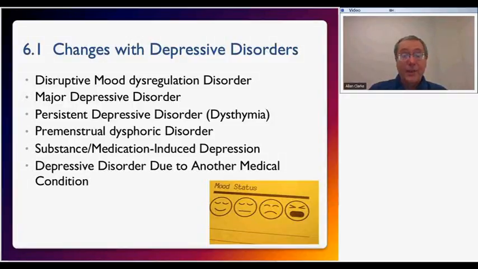Persistent depressive disorder is a reworking of the diagnosis of dysthymia. What they've done there is they've said the duration of depression is more significant than the number of symptoms. So dysthymia in the DSM-4 was considered a low-grade depression. You didn't quite have all of the symptoms of a major depression. What they're saying in the DSM-5 is that really doesn't matter that much. If it's been going on for a long time, we should take it more seriously.